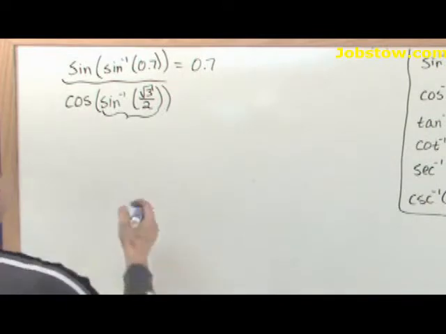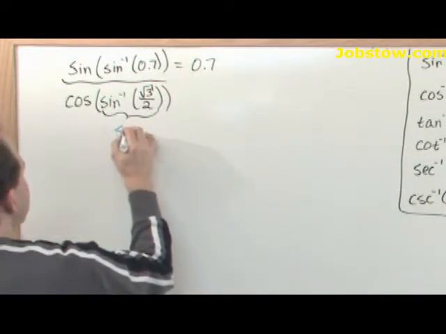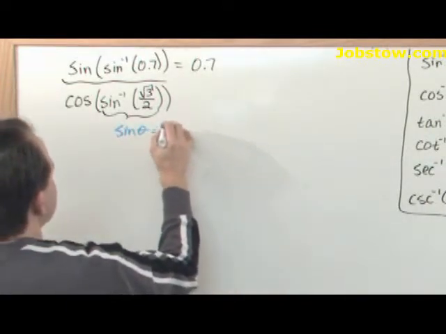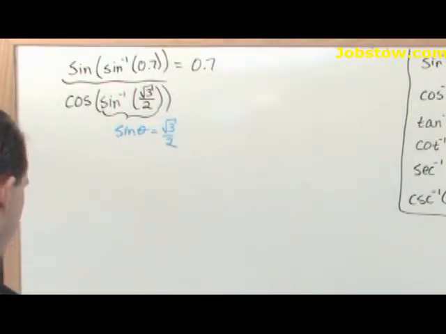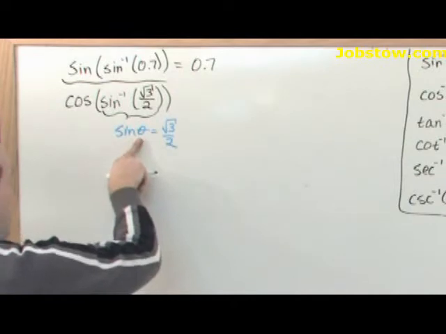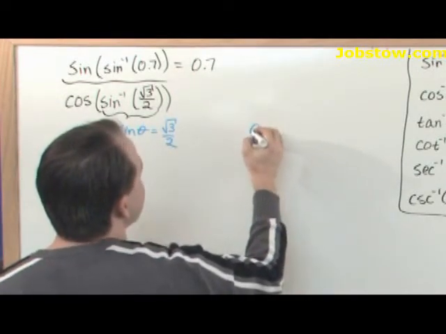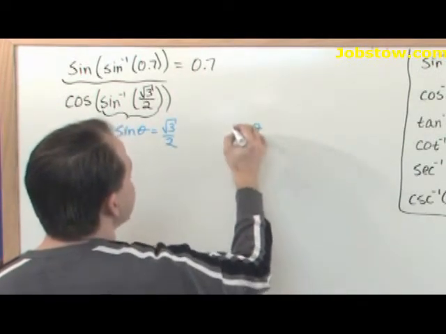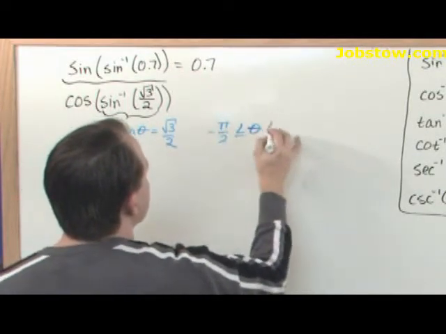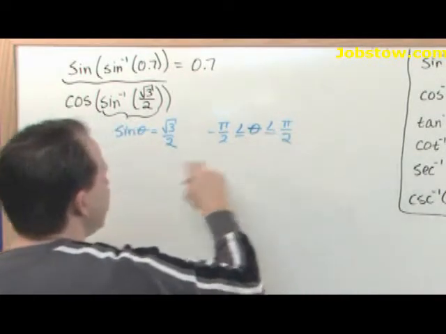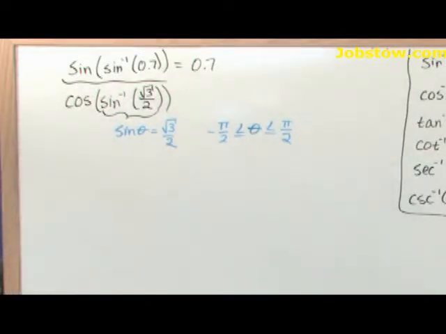What that means is that the sine of some angle is equal to square root of 3 over 2. Okay? And I just need to find out what that angle is. And by the way, because we're talking about a sine, the angle, by definition, must be between negative pi over 2 and positive pi over 2. I'm drilling this into you every problem because it's really important that you keep that in mind.